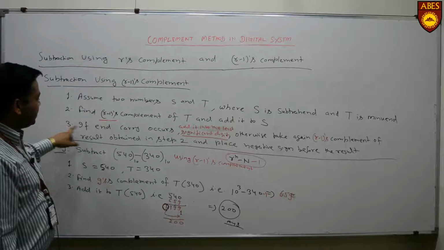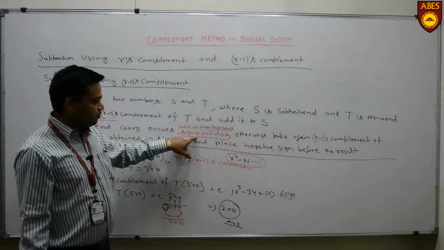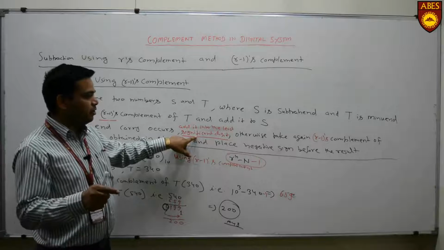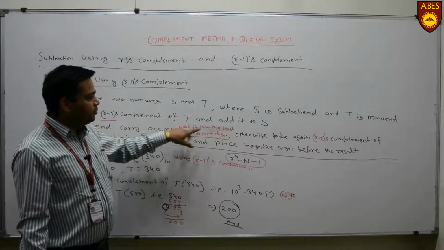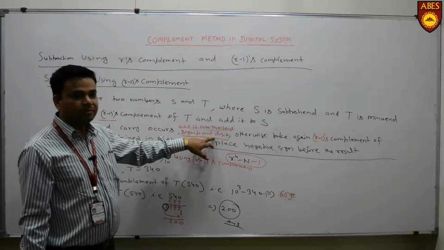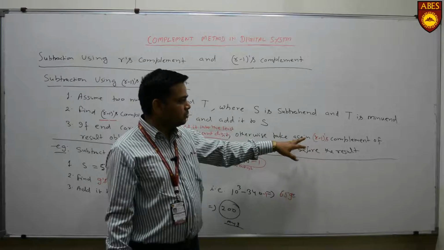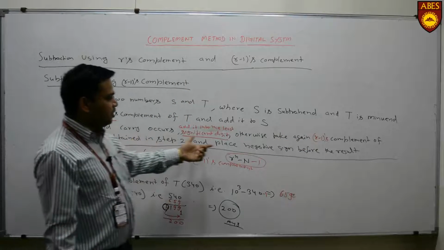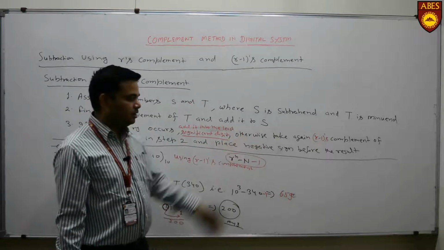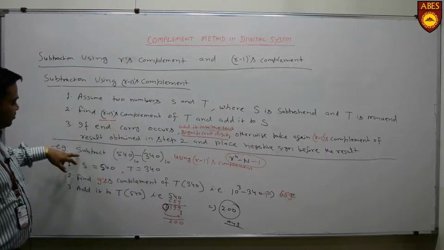In the third step, if an end carry occurs, here the red color shows the changes which are different from the previous method. If an end carry occurs, add it to the least significant digit of the answer. Otherwise, take again the r minus 1's complement of the result obtained in step 2 and place a negative sign before the result. We will see this method with the help of an example.